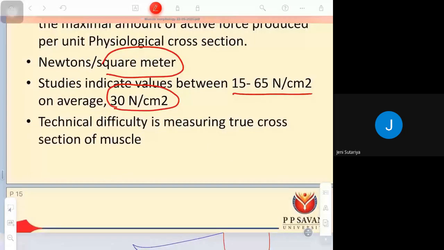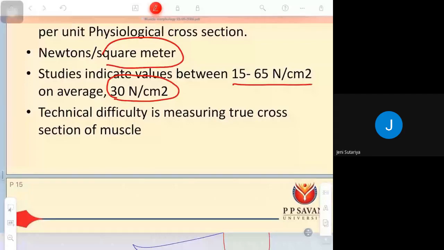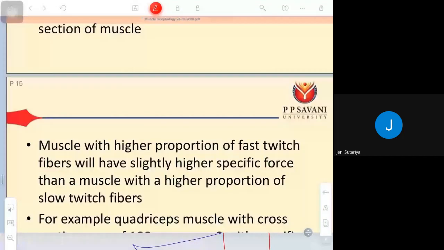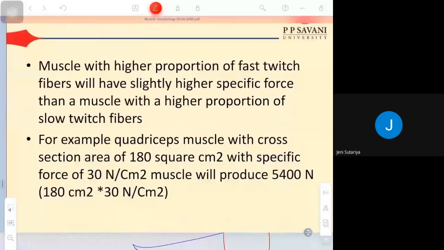It is technically difficult to measure the true cross-sectional area of the muscle. Muscle with a higher proportion of fast twitch fibers will have slightly higher specific force than muscle with a higher proportion of slow twitch fibers. We already discussed these in fast twitch fiber and slow twitch fiber. So one example we will discuss.